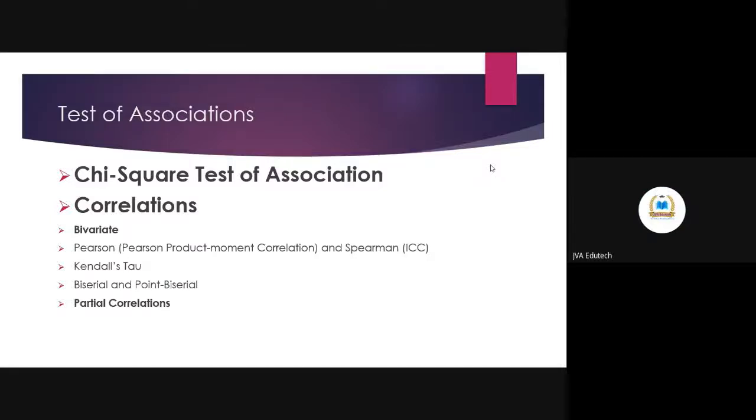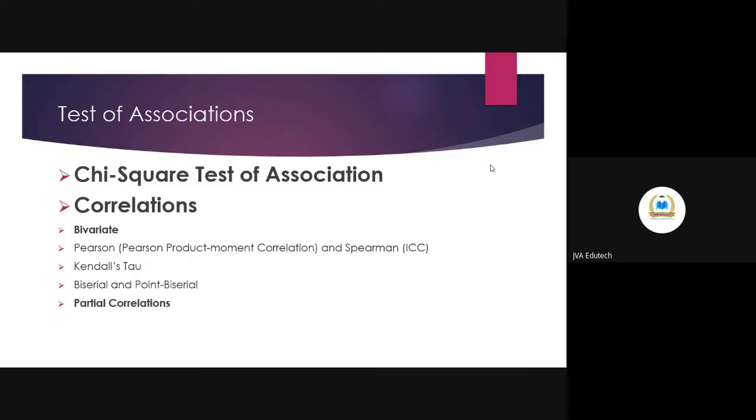So basically, for nominal variables, we have the chi-square test of associations. And for continuous variables, if one of the variables is continuous, then we have bivariate correlations, which are Pearson correlation, also known as Pearson product moment correlation, and Spearman correlation, which is the non-parametric correlation. It is also known as the interclass correlation. We have non-parametric Kendall-Tau correlation, biserial and point biserial correlations, and partial correlations.